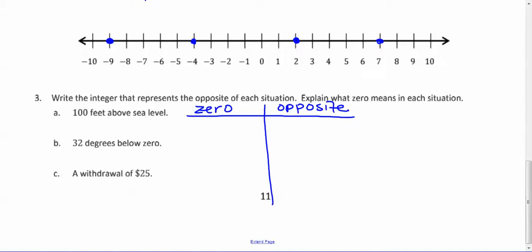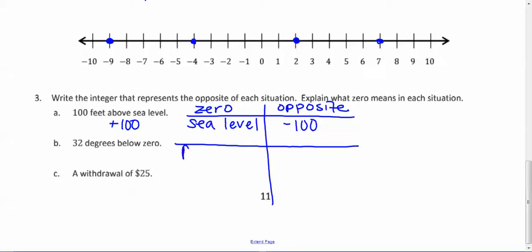All right, so 100 feet above sea level. So 0 is what we would consider sea level. The opposite of being 100 feet above sea level, so that's written like that, right? The opposite of that is going to be 100 feet below sea level. Right, so that's our first example. Our second example says 32 degrees below 0. So 0 is going to be what we consider our freezing point in degrees Celsius, of course. And the opposite of 32 degrees below 0 is going to be 32 degrees above 0.